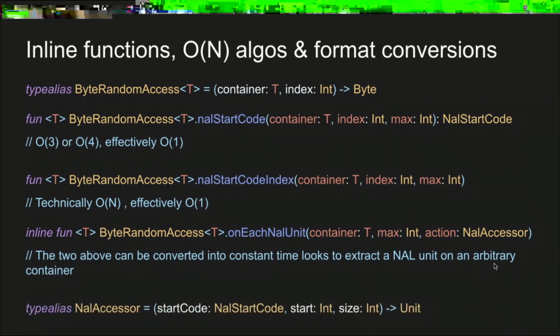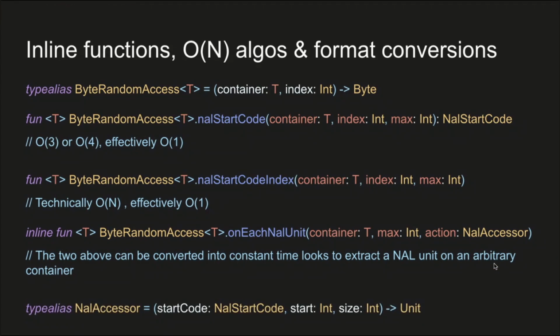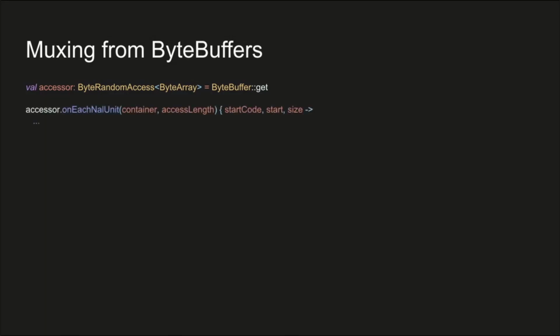And here, accessor is now just another type alias for a function that does something with the start code. Okay, so muxing from byte buffers: how do we actually use this byte random access? Now, whenever the Android encoder encodes H.264, it's going to spit out a byte buffer. When I want to mux this byte buffer, my accessor in this case is just a byte buffer.